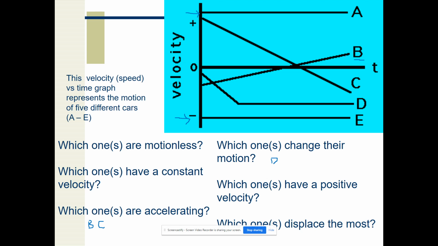Last question. Which ones are displaced the most? Well, I would say the ones that are going the fastest for the longest amount of time. And that would be the ones that are further from zero. So A is going the fastest in the positive direction. E is going the fastest in the negative direction for the longest amount of time. So those are probably going to be displaced the most.